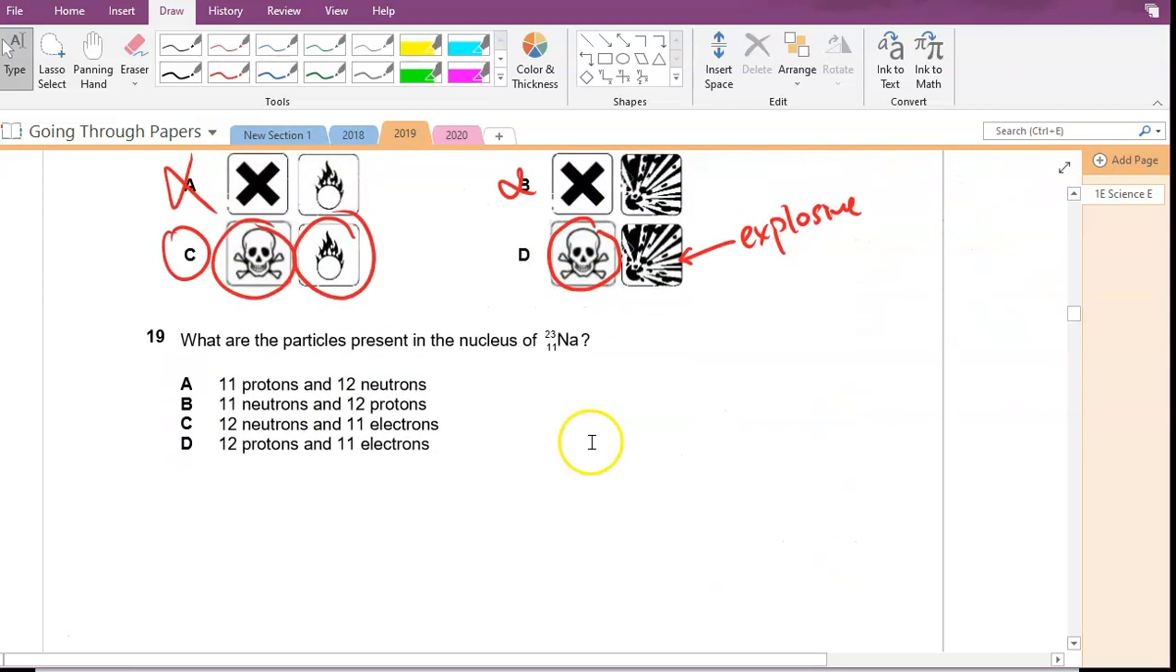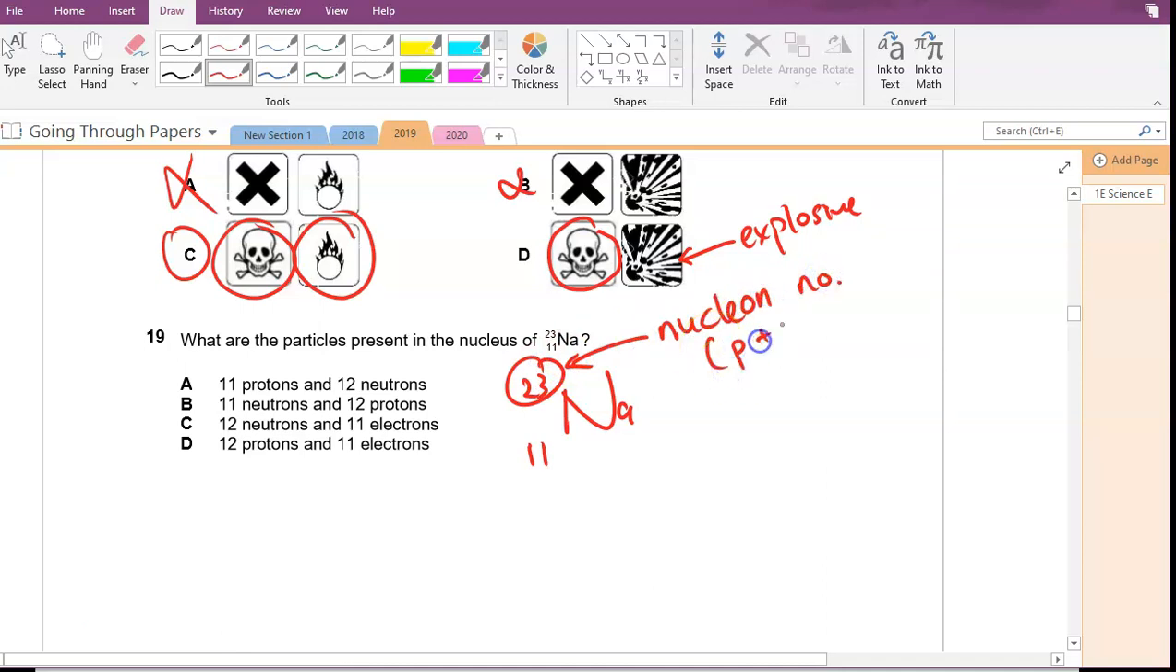What are the particles present in the nucleus of sodium-23, 11 Na 23? When you have this, take note, the top number is called the nucleon number. This tells you the number of protons and neutrons in the nucleus. That's why it's called nucleon. The 11 here is called the proton number. Because it's called the proton number, obviously it tells you the number of protons. So how many protons does it have? 11. Therefore I know that this option is out. So in terms of protons, there's 11.